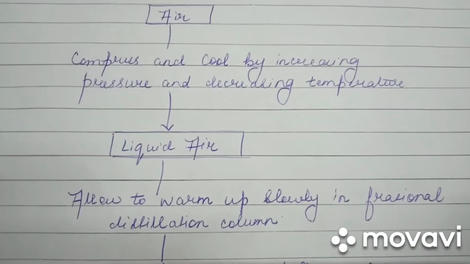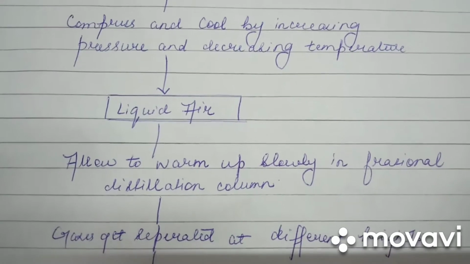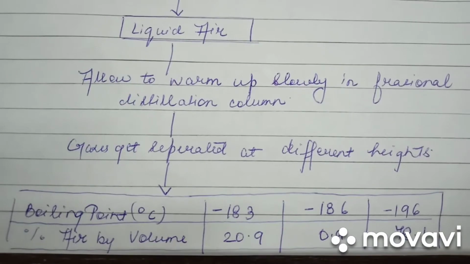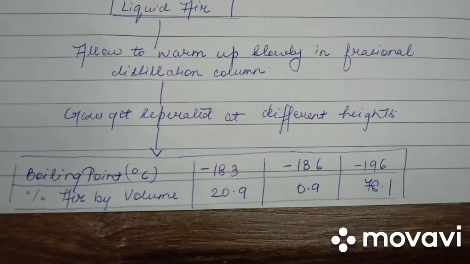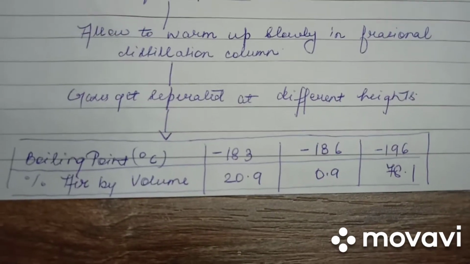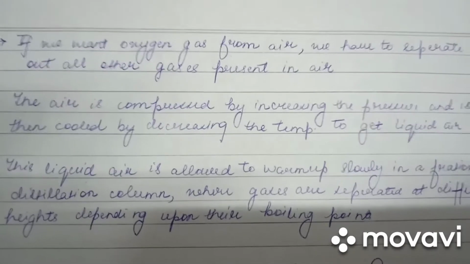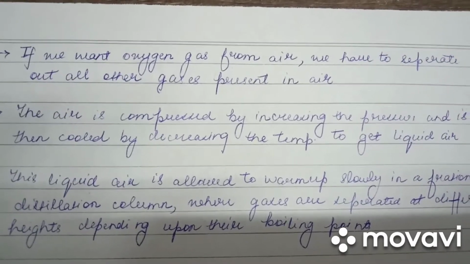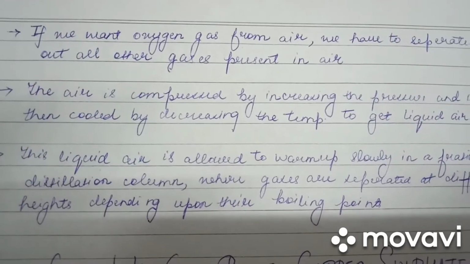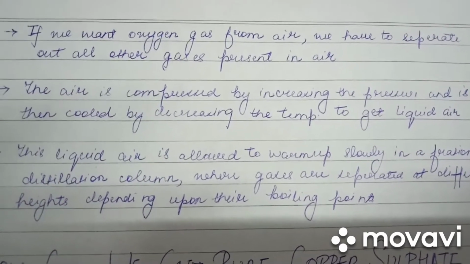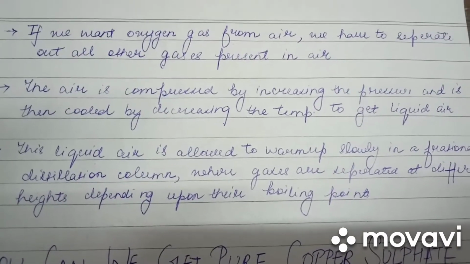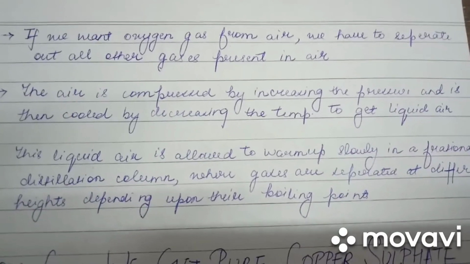Liquid air is obtained, which is then allowed to warm up slowly in the fractional distillation column, as a result of which gases get separated at different heights. Down below is the table which represents boiling point and percentage of air by volume. If we want oxygen gas from air, we have to separate out all other gases present in air. As discussed, we know that air is a homogeneous mixture of many other gases. So in order to obtain a particular gas, we need to eliminate all the other gases present.